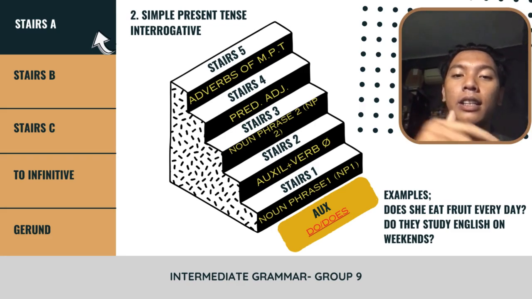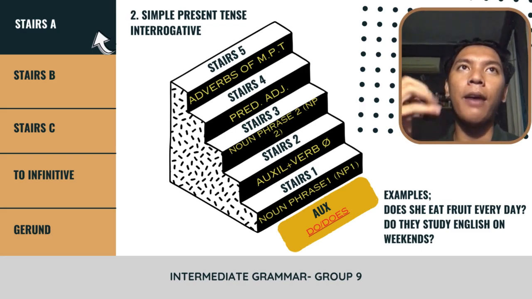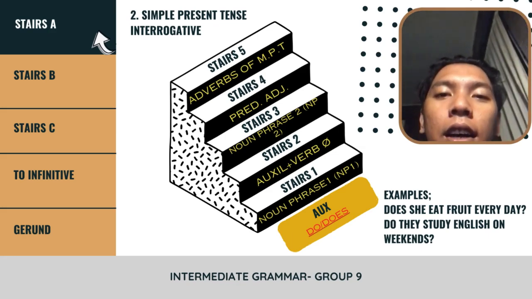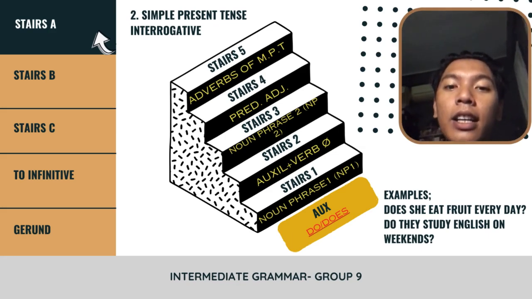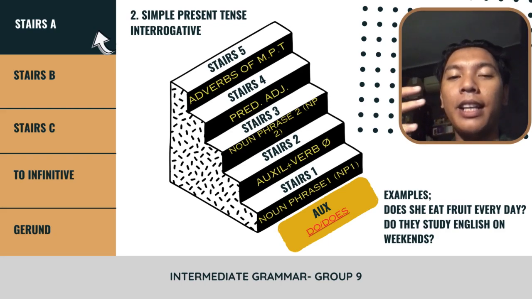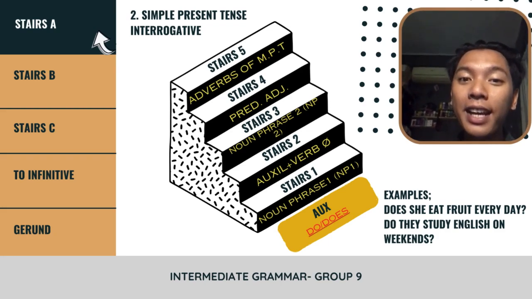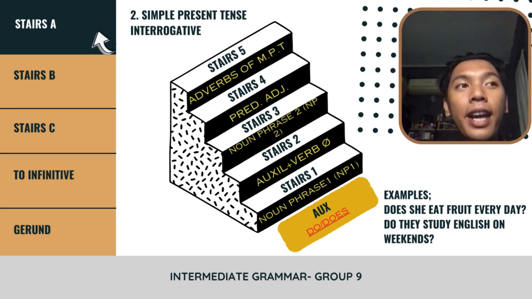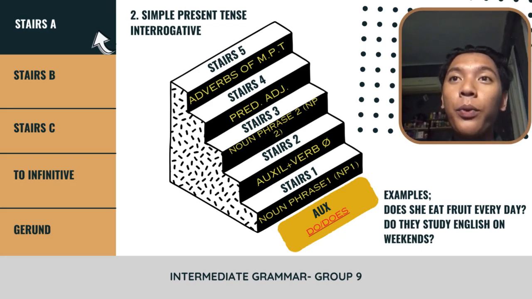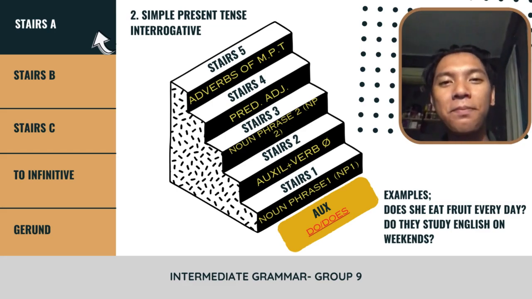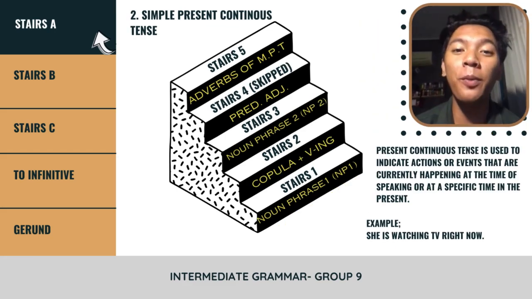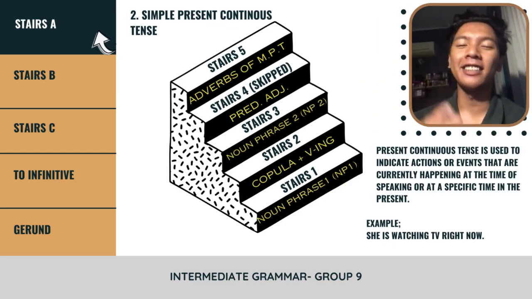Before we start this interrogative, we have the example: she does not eat fruit every day. In interrogative way, we ask, does she eat fruit every day? In plural, do they study English on weekends? That's it.